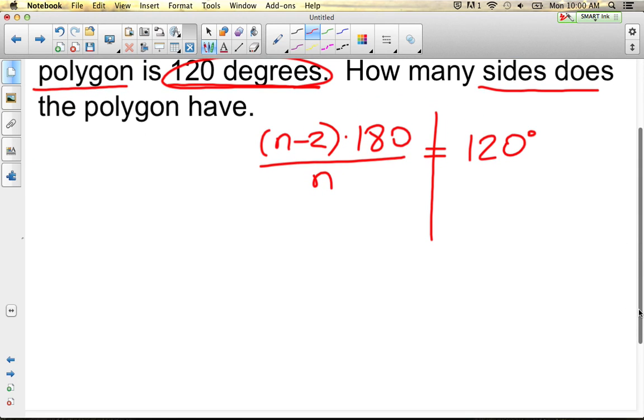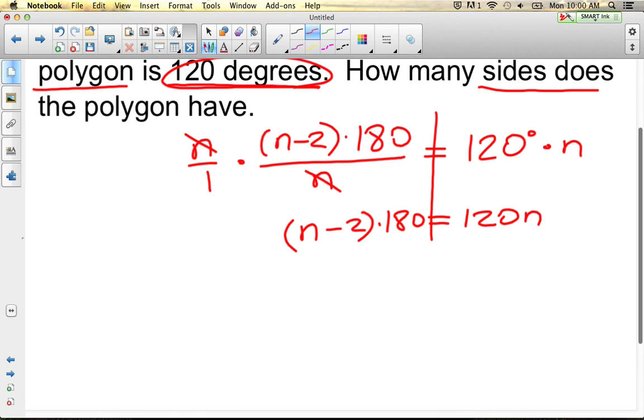Let's go ahead and figure that out. I really don't want a variable down here in the denominator, so I'm going to multiply both sides by n. And what I do to one side, I must do to the other side. These n's will cancel out, and I'll be left with (n minus 2) times 180 is equal to 220n. Over here I see some distributive properties, so let's go ahead and distribute.